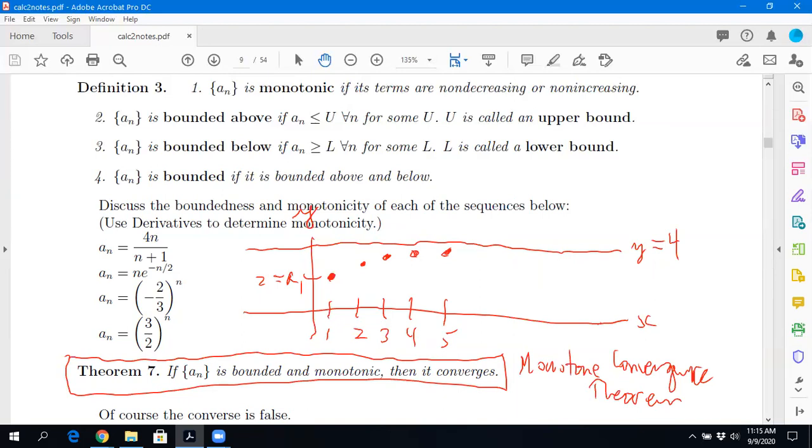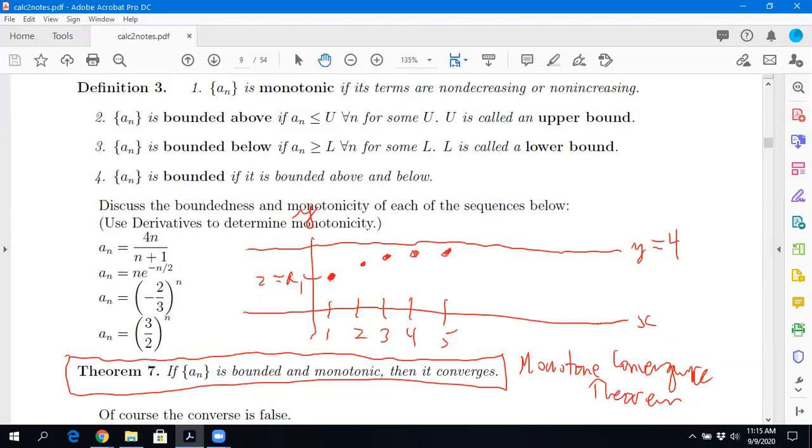In fact, you could say something that's a little bit more specific than this. What do you think we could say? Do we actually need the sequence to be bounded? What could we say instead? Yeah, in the direction it's moving. If it's bounded in the direction that it moves, then the sequence converges.